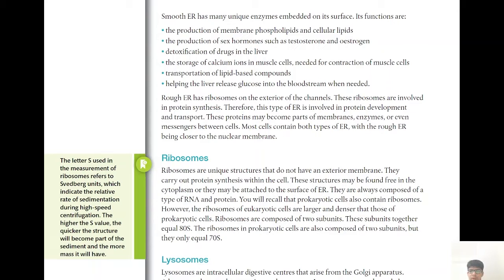These structures may be found free in the cytoplasm, or they may be attached to the surface of the ER. They are always composed of a type of RNA and protein. You will recall that prokaryotic cells also contain ribosomes. However, the ribosomes of eukaryotic cells are larger and denser than those of prokaryotic cells. Ribosomes are composed of two subunits. These subunits together equal 80S. The ribosomes in prokaryotic cells are also composed of two subunits, but they only equal 70S.